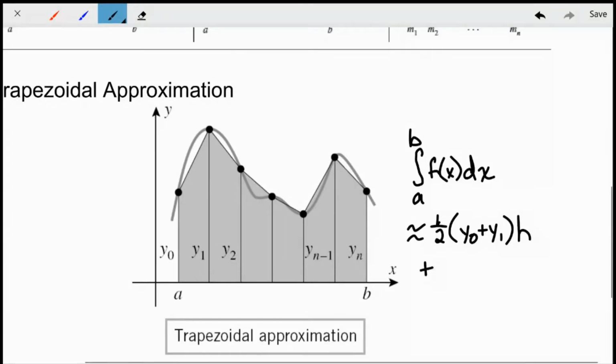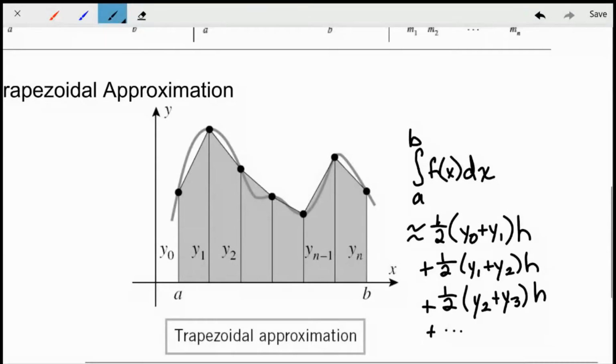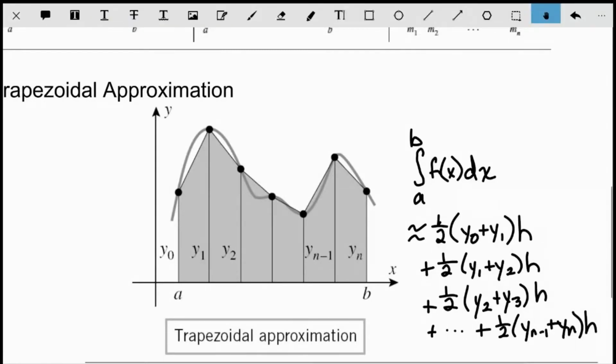Now the next trapezoid would be 1/2. The bases now are y1 and y2 because those are the parallel sides, and I still have the same height because these are evenly spaced subintervals, or at least we're making that assumption. Okay, and now I'm going to continue on here, and you can see I'm going to keep using this same pattern. Now I would have y2 and then y3 times h, and then I'm going to just kind of skip along here. And when I get to the very end, I would have 1/2 of y sub n minus 1 plus y sub n times the height. Okay, so that would be the pattern I would use for however many subintervals I have.